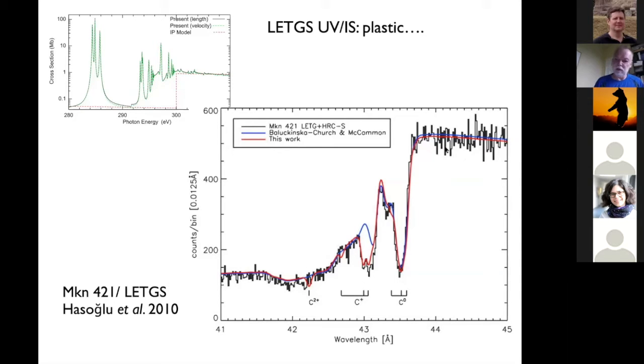So the transmission of this filter was modeled. Hasselblad and his colleagues used an extensive calculation for neutral carbon, atomic carbon, to model this transmission curve and fit it, and said then that must be the plastic because the interstellar column density towards Markarian 421 is small enough that we would not expect significant absorption by interstellar carbon.